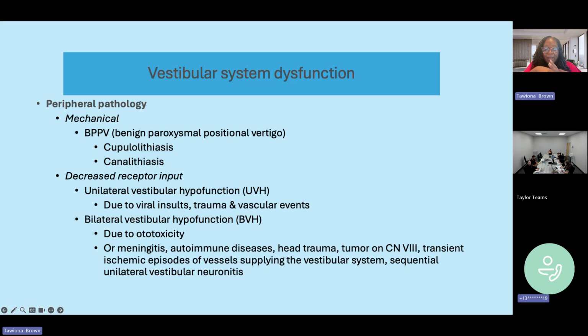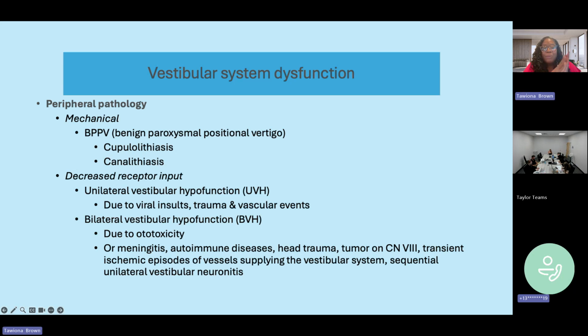So the mechanical vestibular dysfunction is BPPV, that's called benign paroxysmal positional vertigo. Okay. And we have two different forms. One is called cupulolithiasis, meaning that it's an issue within the cupula or within that ampulla. Okay. And then the other is canalithiasis, meaning that the issue is within the canal.